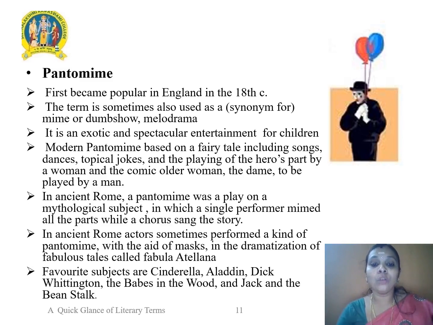In ancient Rome, a pantomime was a play on a mythological subject in which a single performer mimed all the parts while a chorus sang the story. In ancient Rome, actors sometimes performed a kind of pantomime with the aid of masks in the dramatization of fabulous tales called fabula crepidata. The favorite subjects are Cinderella, Aladdin, Dick Whittington, the Babes in the Wood, and Jack and the Beanstalk.